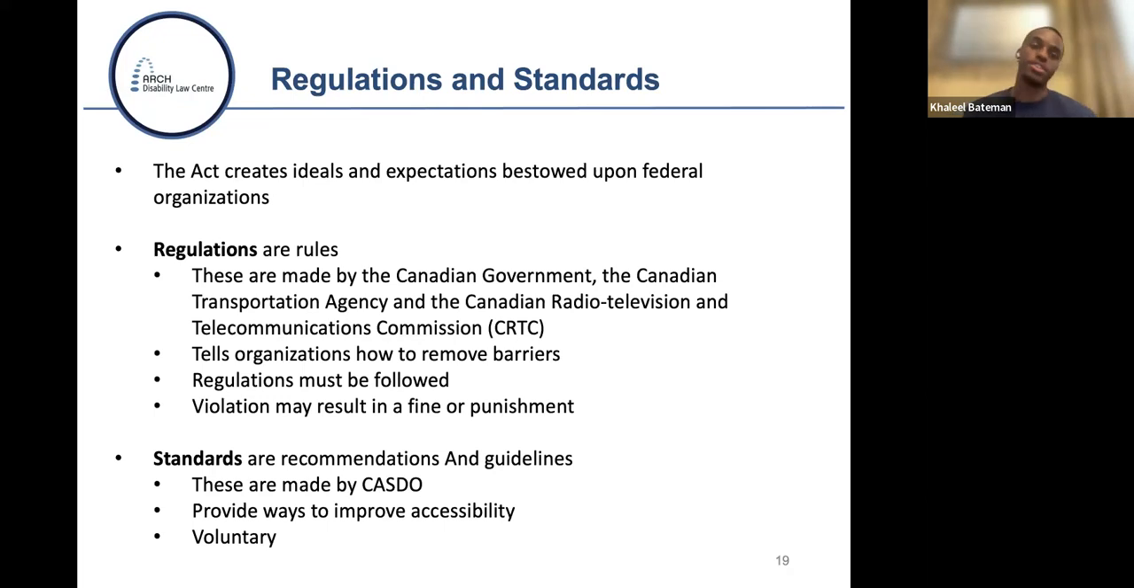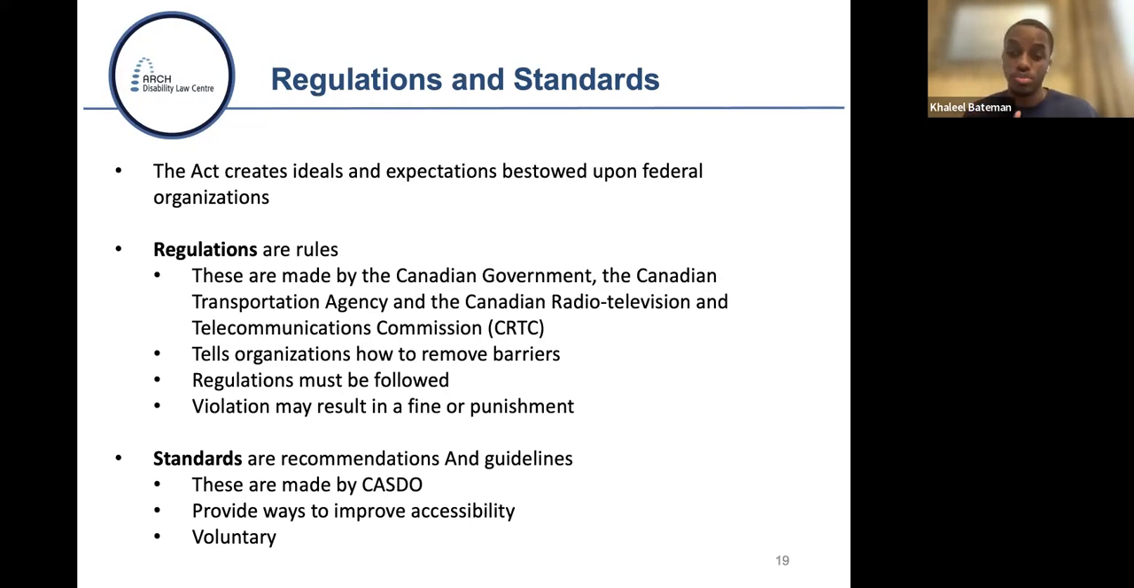Now we're going to take a dive into the regulations and standards of the Act. I'll first talk about the differences between a regulation and a standard and get more in depth breaking down each. The regulations and standards are essentially the tools of the ACA. The ACA itself creates the ideals and expectations that are bestowed upon federal organizations, but the regulations and standards provide a more direct impact on the organizations working towards the goals of the ACA.